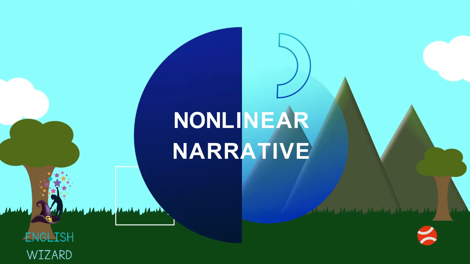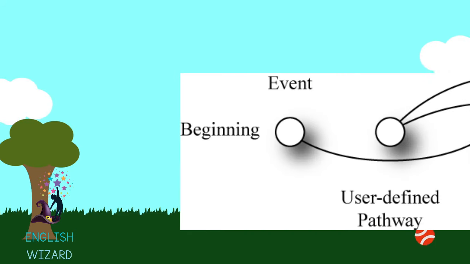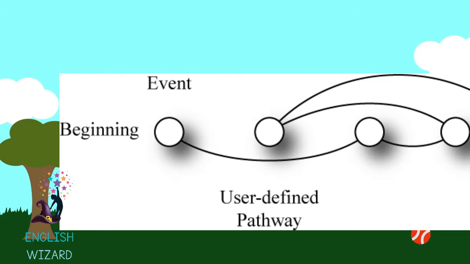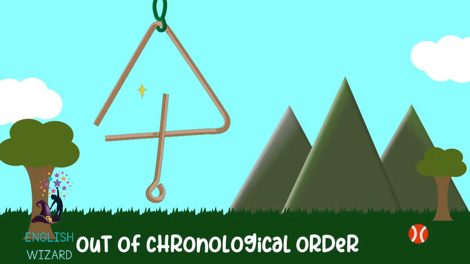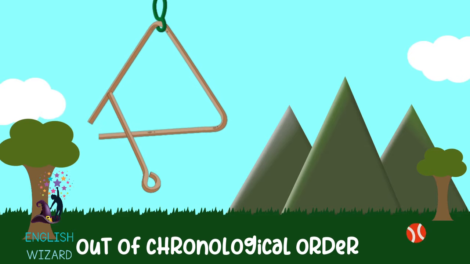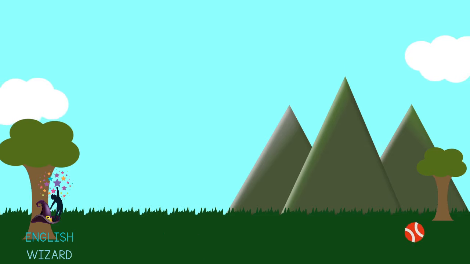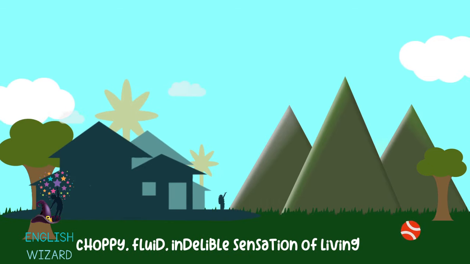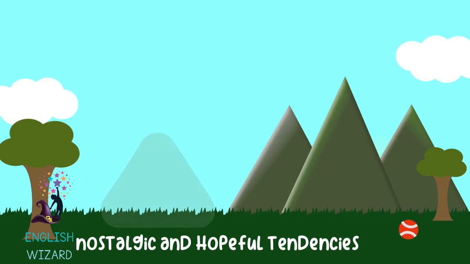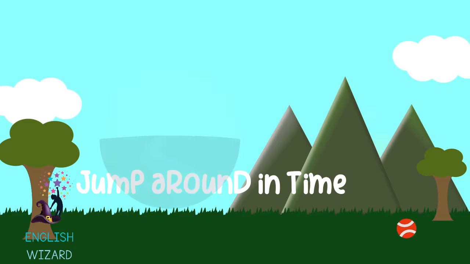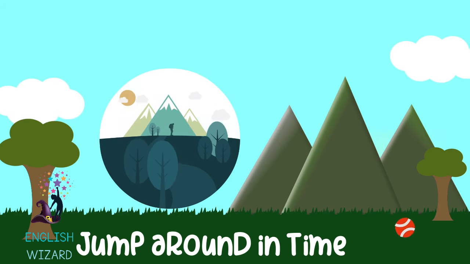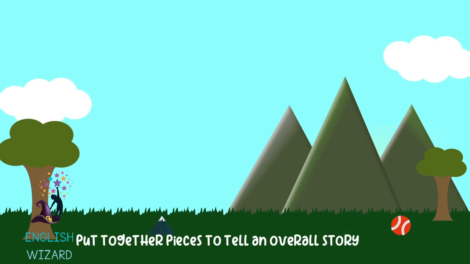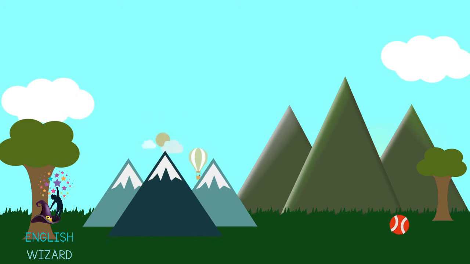The second category is nonlinear narrative. Nonlinear narrative, also called disjointed or disrupted narrative, is a narrative technique where events are portrayed out of chronological order or in other ways where the narrative does not follow the direct causality pattern. Nonlinear narratives attempt to capture the choppy, fluid, indelible sensation of living, with all its nostalgic and hopeful tendencies. A nonlinear narrative will typically jump around in time. It will take the subject at hand as a whole and put together pieces to tell an overall story.